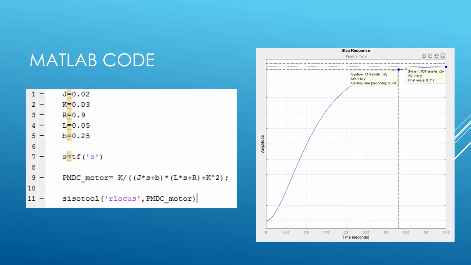The assumed values were plotted in MATLAB, and with a step response, we found a settling time of 0.331 and a final value of 0.117. And with these values, using the root locus or the SISO tool, you can manipulate some of these values to be able to get some other parameters that you feel more comfortable with, or just mess around and see what other values you can get.